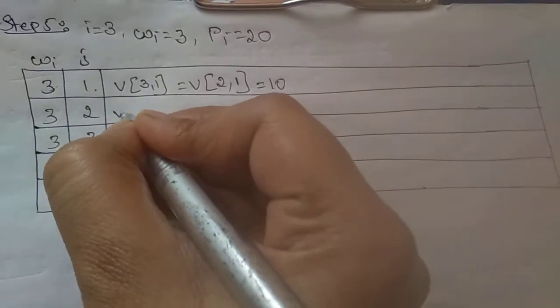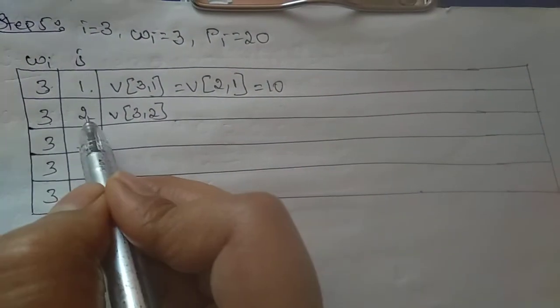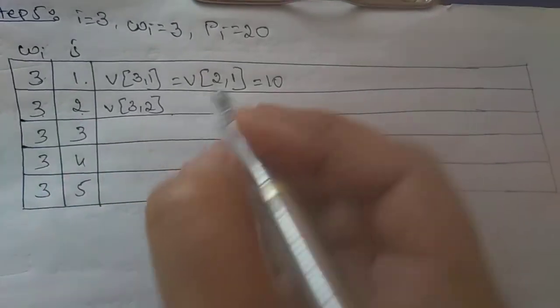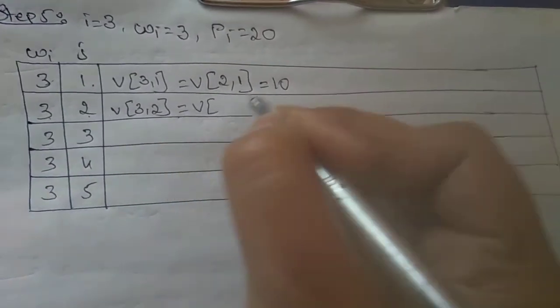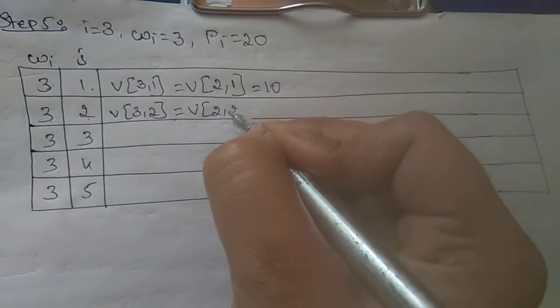Now v of 3 comma 2. Here also wi is greater than j. 3 is greater than 2. So v of i minus 1 comma j. i minus 1 means it is 2. The j value is also 2.